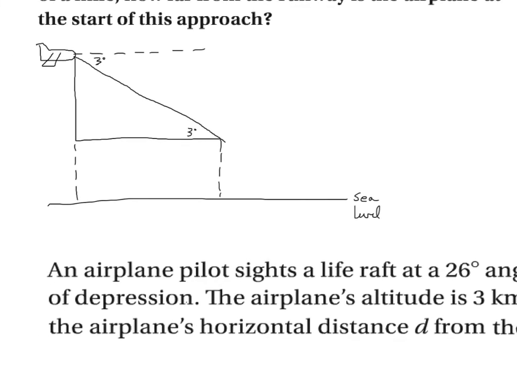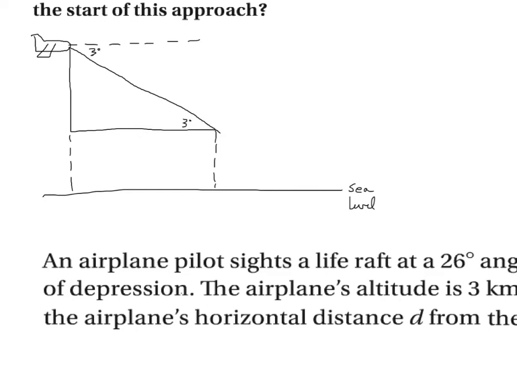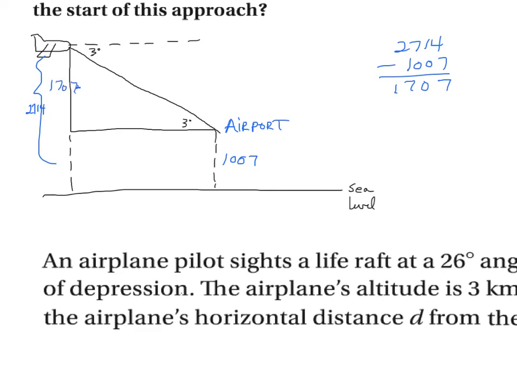Now, you know that if the angle of depression is 3, the angle of elevation is 3 as well. And you'll notice I have sea level in here too. So it is 1,007 feet from sea level to the airport. This right here is the airport. Okay. It's also 2,714 feet above sea level, where the plane is when it starts its descent. So in order to figure out this distance right here, we take 2,714 and we're going to subtract 1,007. And that's going to give me 1,707 feet. So this distance right here is 1,707. And we want to know how far away from the runway the plane is at the start of its approach.